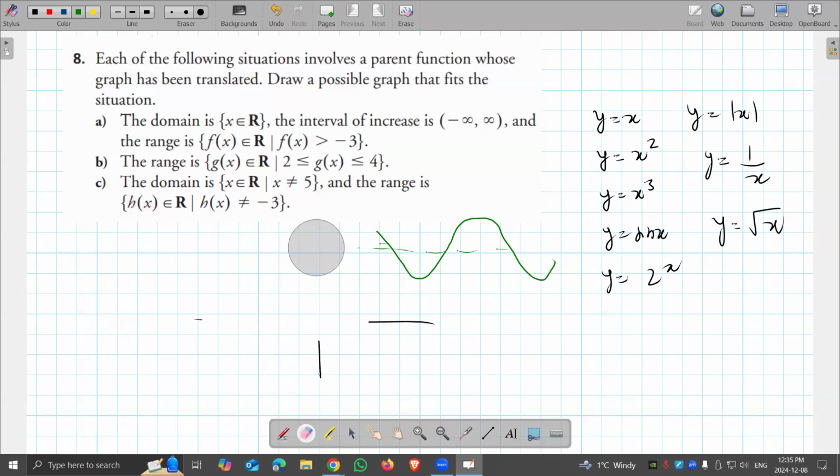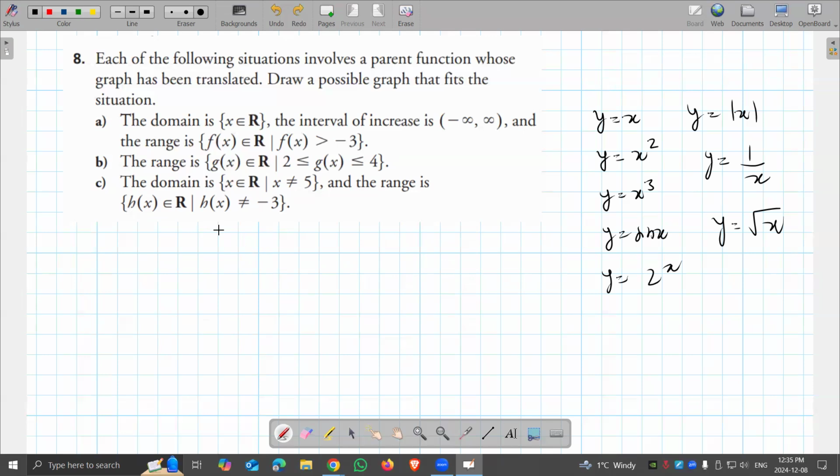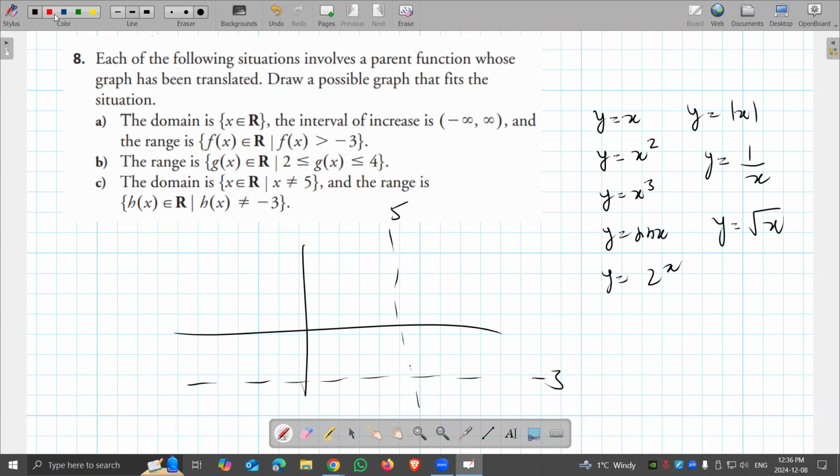Part C. Again, they're telling you that x cannot be something and y cannot be something. There's only one function here that states the domain and range like this. It's only going to work for one of these functions. Which one is it? It's 1 over x. That's the only function that has a restrictive domain and range, listing them as x cannot be something, y cannot be something. So the range cannot be -3, and the domain cannot be +5. So your graph would look like this.